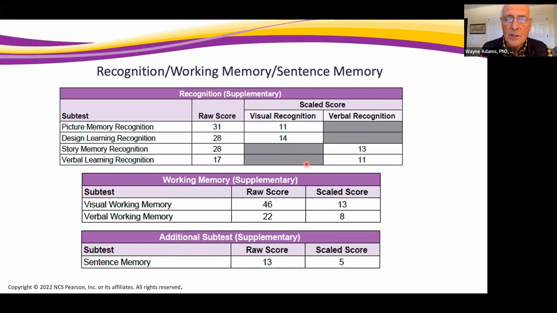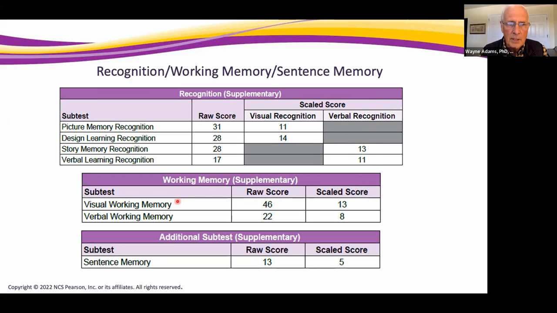So here we have the recognition scores, and as we've seen already, they are all strengths across the board. We don't see that weakness with the verbal information. So whatever conclusion we come up with, we'll have to take that into account, and retrieval is a main one that I'm thinking of, at least at this point.